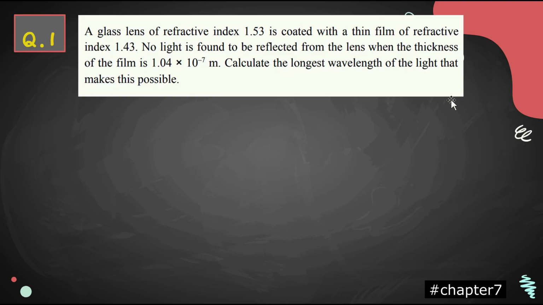So let us proceed with the first question of a question a day for this week. Okay, the question is: a glass lens of refractive index 1.53, the symbol is n, is coated with a thin film of refractive index 1.43. So this is for the thin film.